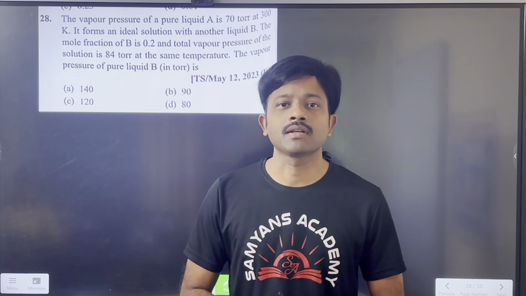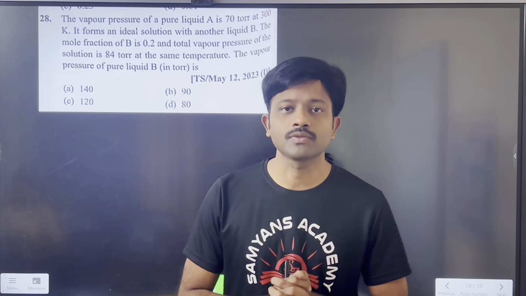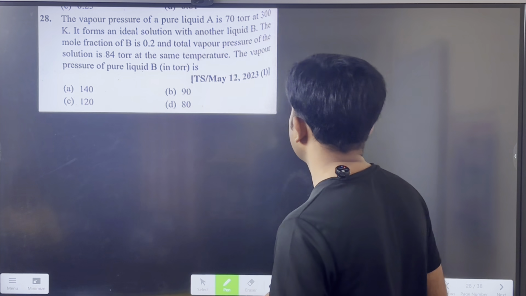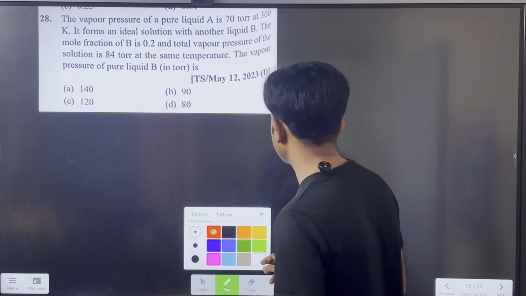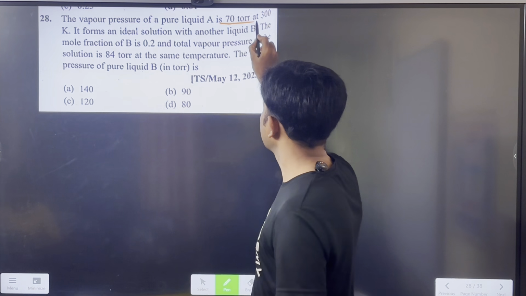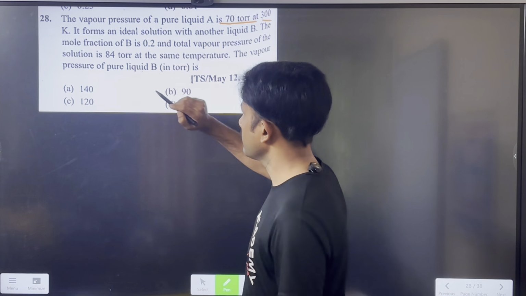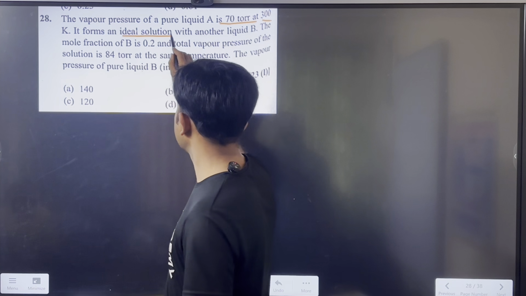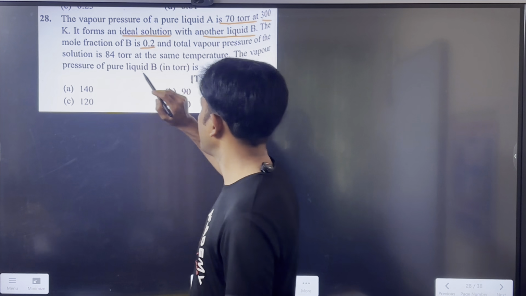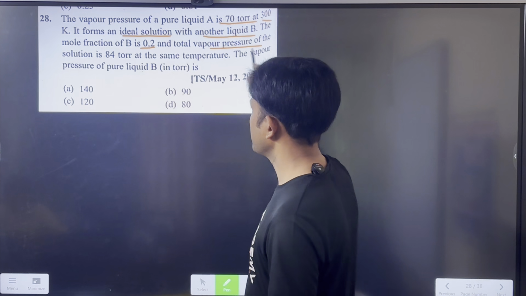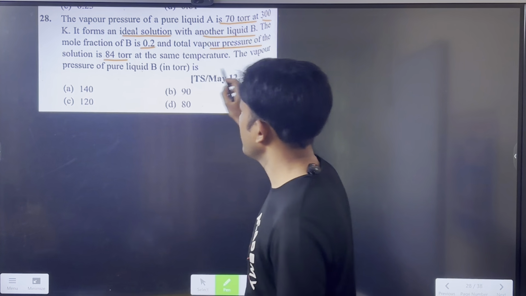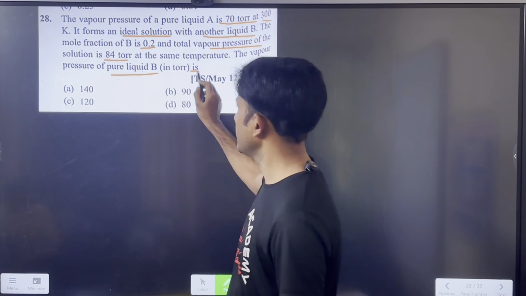You are watching Samyans Academy, and in this session we are going to discuss solution 2. Let us discuss this question now. This question was given in EAPCET 2023. The vapor pressure of pure liquid A is 70 torr at 300 Kelvin. It forms an ideal solution with another liquid B. The mole fraction of B is given here as 0.2, and the total vapor pressure of the solution is 84 torr at the same temperature. We need to find the vapor pressure of pure liquid B.